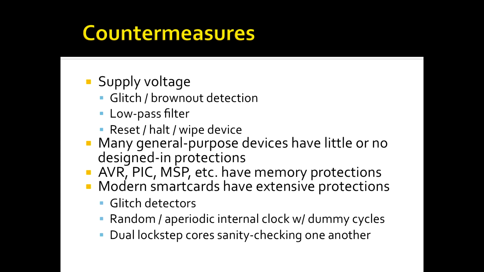And then at the extreme level, modern smart cards, chip cards, have extensive protections. They've got glitch detectors, they've got the random and aperiodic internal clock, which is changing in its length between cycles. And you'll have two CPU cores in lockstep that are sanity checking one another. So if some instruction goes wrong in one core, the other core will be offset and catch it and do something like either reset the device or erase the memory, etc.